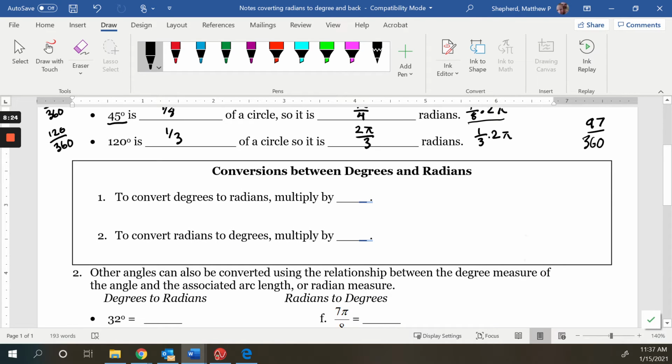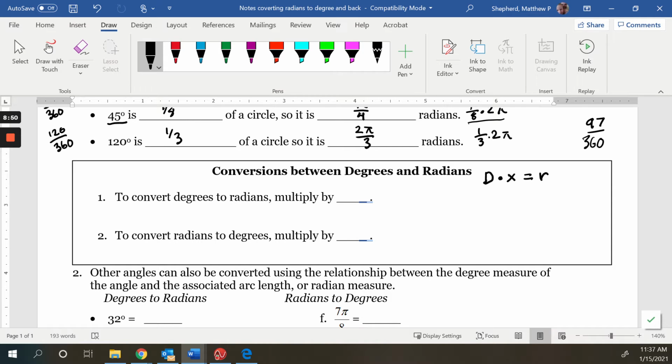So we're going to learn an even faster rule about this of how to convert between degrees and radians. So let's start with this. Let's start with degrees. If we have some degrees, and we're going to multiply it by some number to then get our radians.